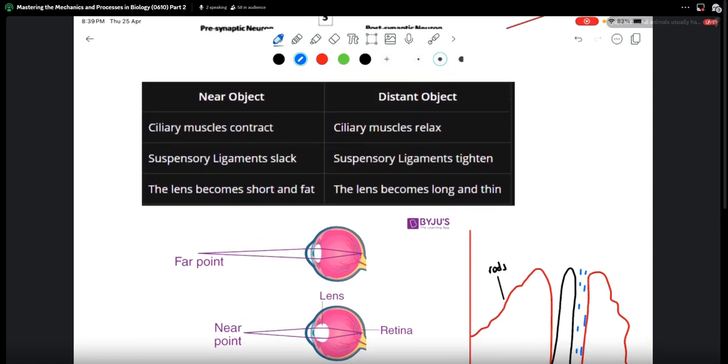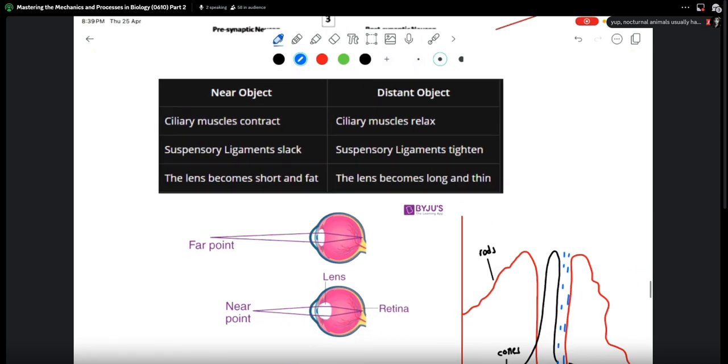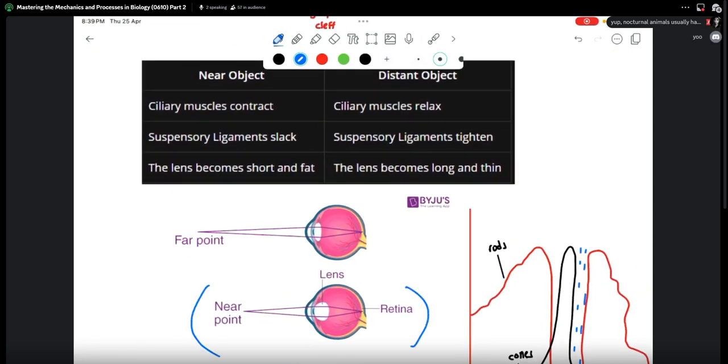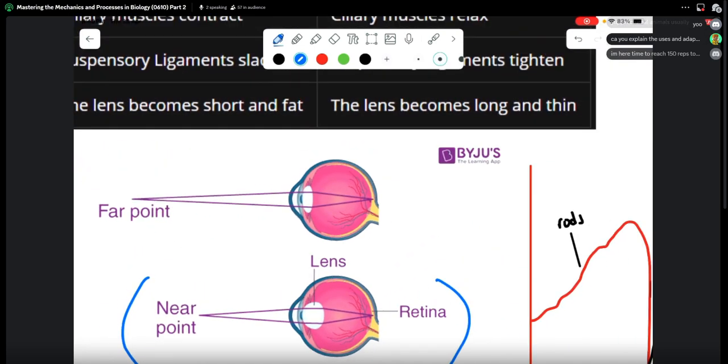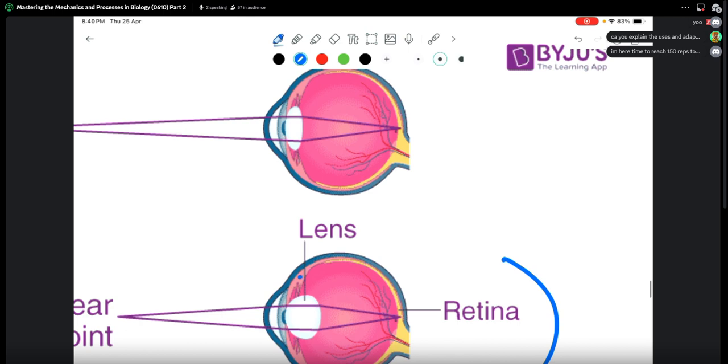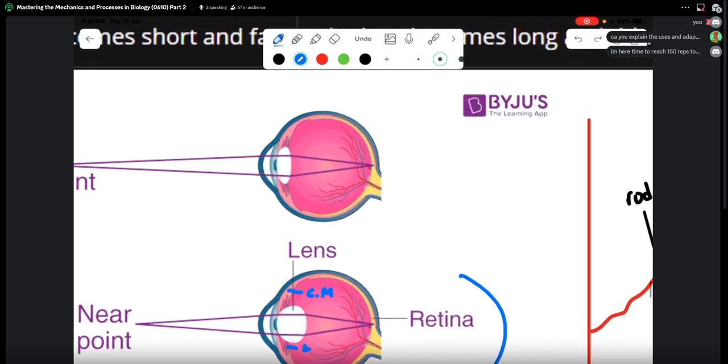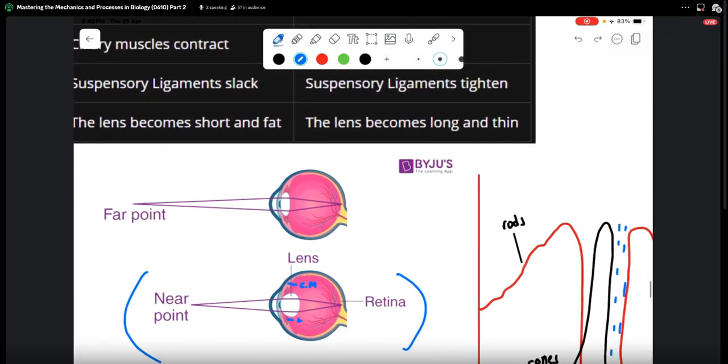Now we focus on near point. Near point is where it's looking very close to me. So what happens is that the ciliary muscles, this is the ciliary muscles, this is the suspensory ligament, the ciliary muscle will begin to contract, and the suspensory ligament will not be so tight.